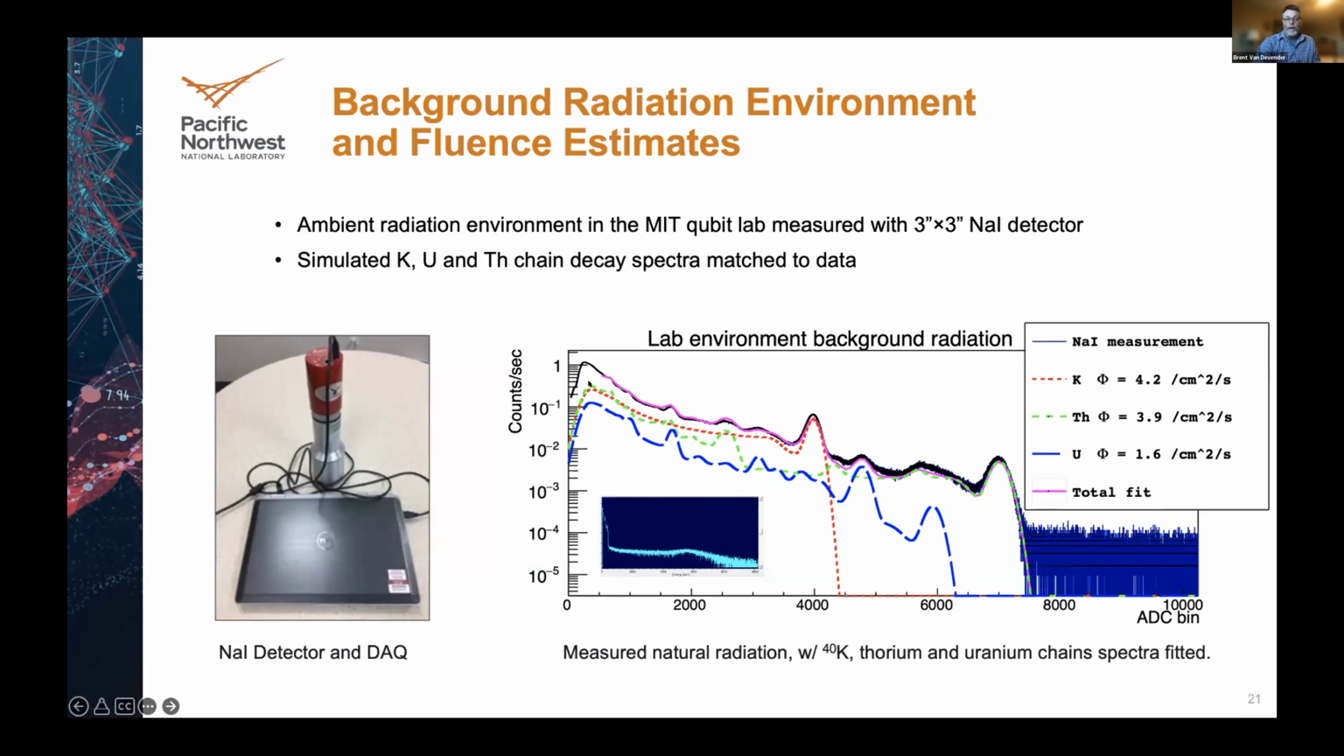The plot on the right is showing the energy spectrum of hits in the detector, and we clearly recognize the usual suspects. There's potassium-40, thorium and all of its decay chain daughters, and uranium and its decay chain daughters. You see the gamma rays from radioactivity in the main plot, and then the little inset in the bottom left is a much larger dynamic range where you can see cosmic rays going out to much, much higher energies.